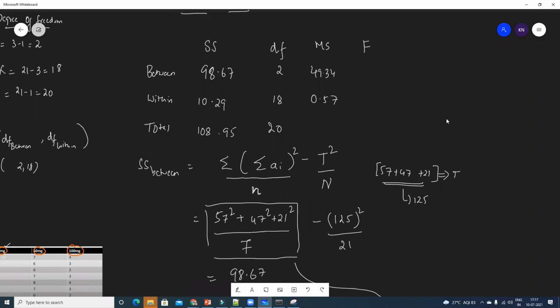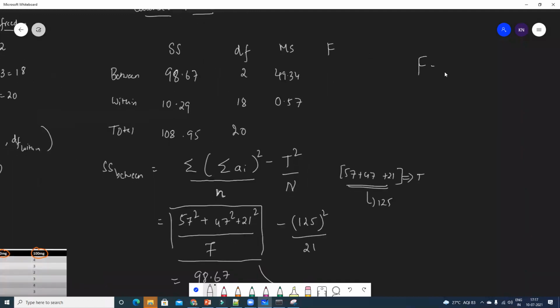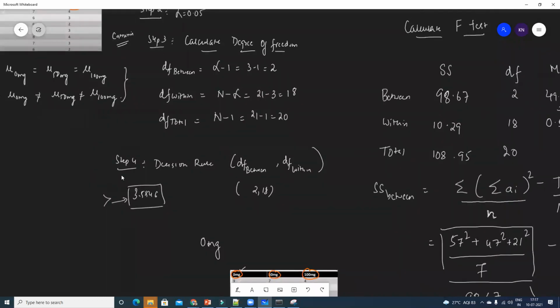And finally, the F value that we are going to compute is very simple to compute. The formula is MS between divided by MS within. That basically means this value divided by this value. If I divide these two, I'll get 86.56. Now this is my F test value. Now you know what your critical value is: 3.5446. What should we do? Tell me. We reject the null hypothesis. That's it.